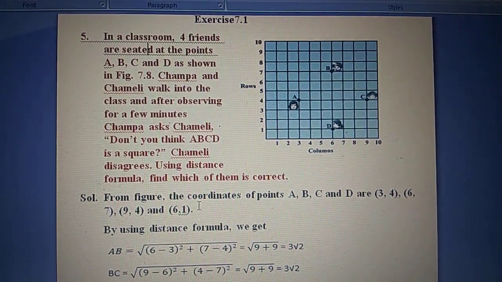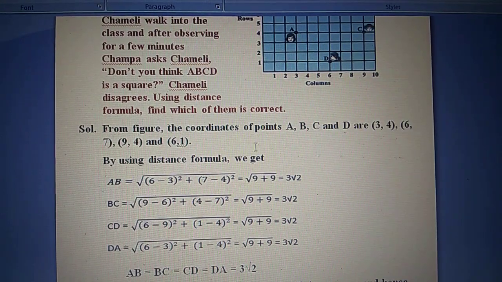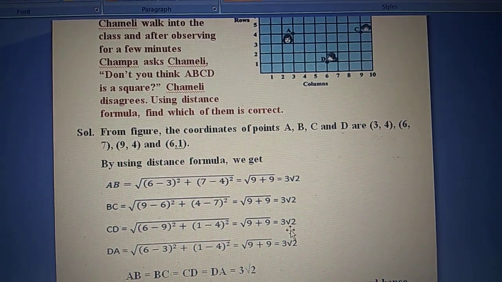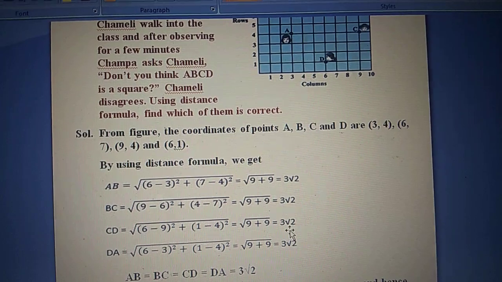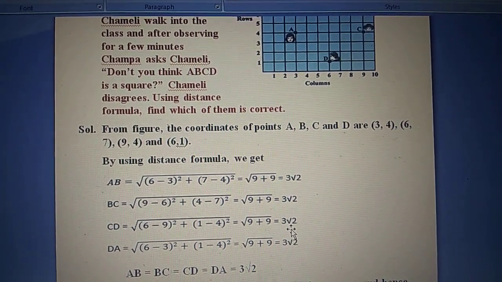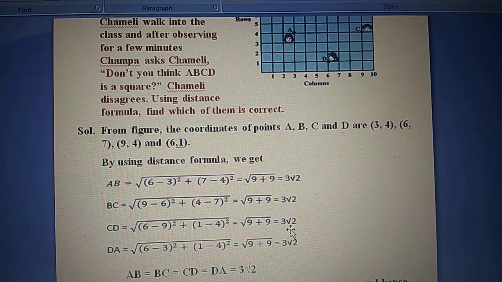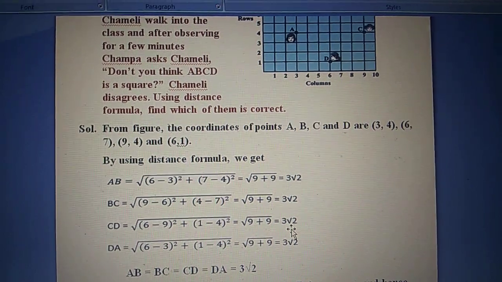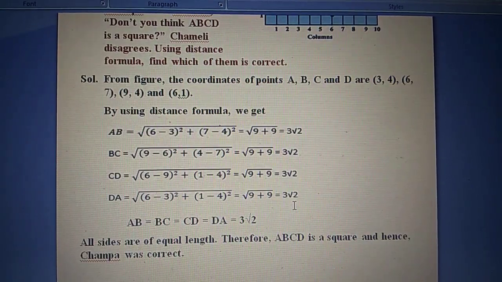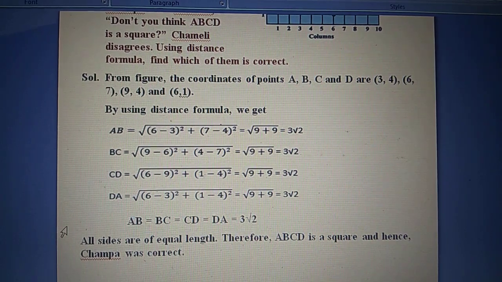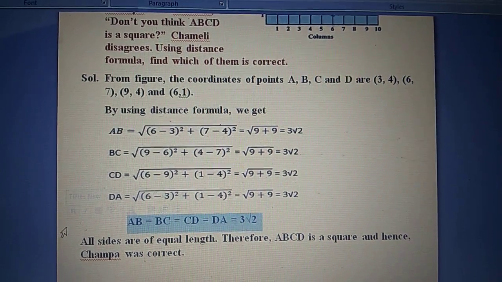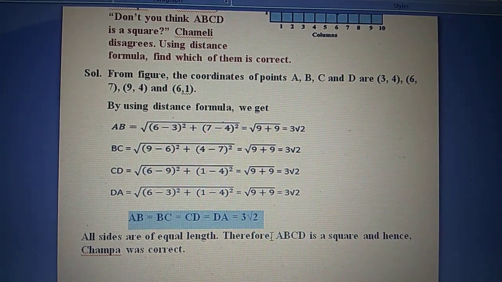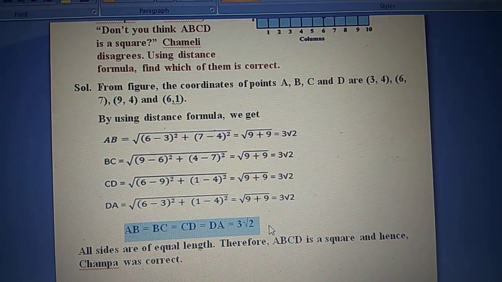Now, using the distance formula, we can find the distances AB as 3 root 2, BC as 3 root 2, CD as 3 root 2, DA as 3 root 2. As we know, the distance formula is the square root of (x2 minus x1) squared plus (y2 minus y1) squared, where x1, y1 and x2, y2 are the coordinates of the given 2 points. After performing the calculations, we find that the distances AB, BC, CD and AD are of equal length, which is 3 root 2. It means all the sides are equal, therefore ABCD is a square, and hence Champa was correct. So that was question number 5.